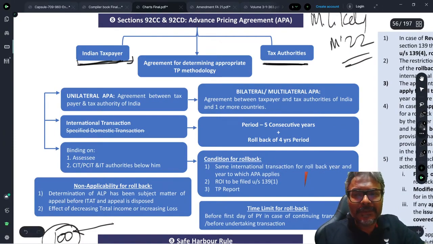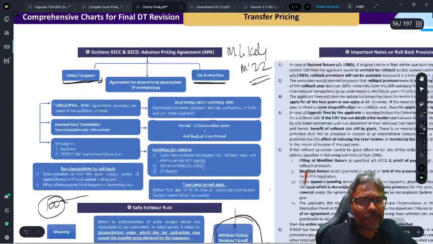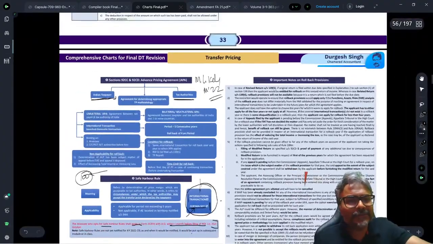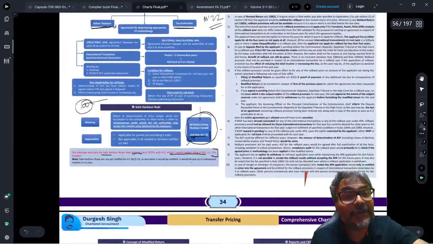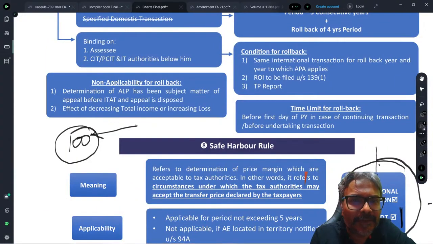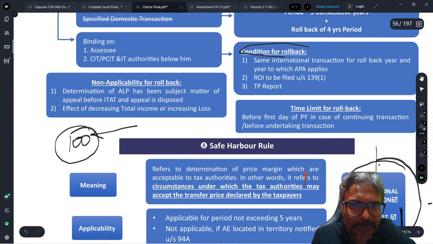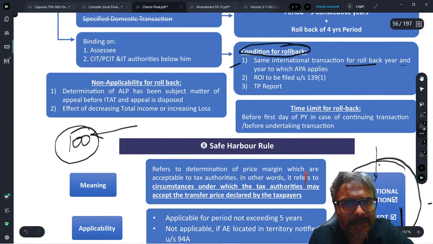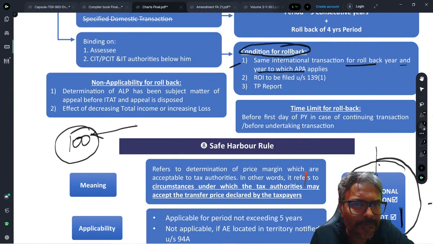Now, in this context, students, the most important thing which the ICAI is going to target in the examination is the condition for the rollback. What are the conditions? You have to be very careful on some important points. Condition for the rollback: as I told you, students, the same international transaction for the rollback year and the year to which the APA applies. I think all of you agree to this one.